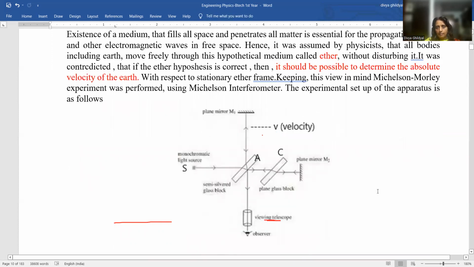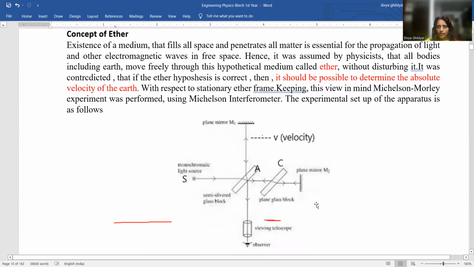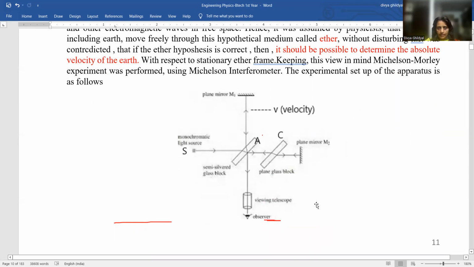So what is the experiment? The idea is that all bodies, including Earth, move freely through the hypothetical medium called ether. It was argued that if the ether hypothesis is correct, then it should be possible to determine the absolute velocity of the Earth with respect to the stationary ether frame. Keeping this in mind, the Michelson Morley experiment was performed using the Michelson Morley interferometer. First I will explain the experimental setup of the apparatus.